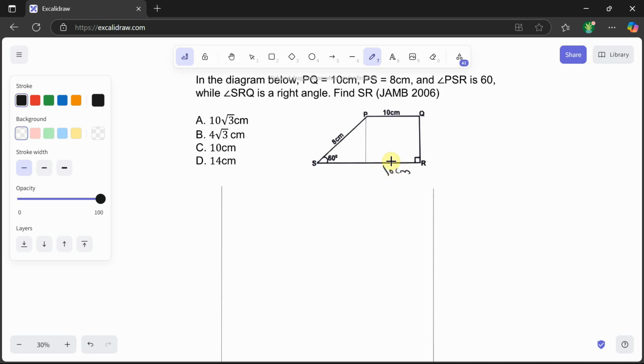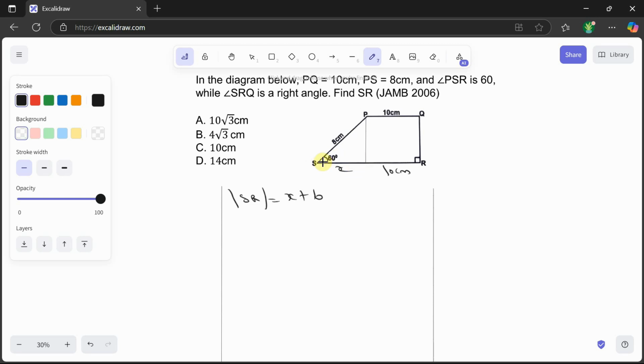Now we should find SR, which is this length. So we know one part of the length, and it's this other part that we don't know. But we know that the length of SR would be equal to x plus 10. We know that. So how can we find x?